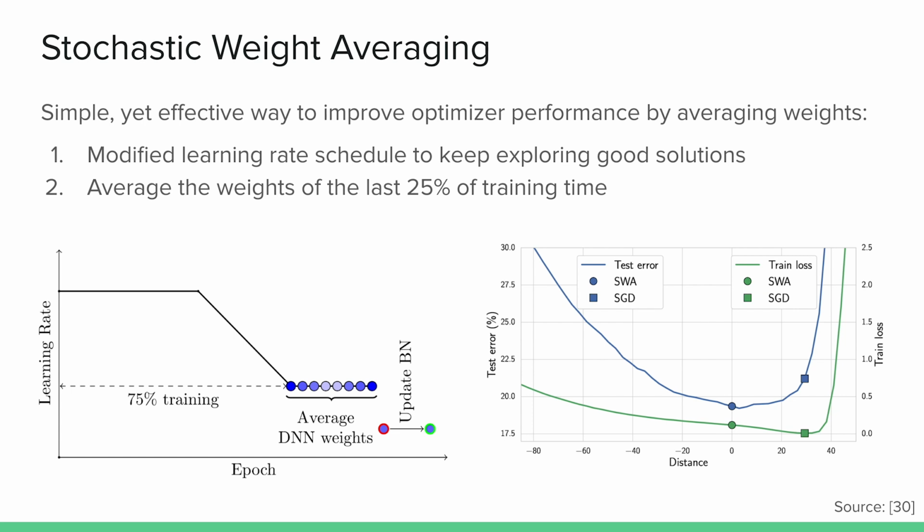Stochastic weight averaging is a simple yet very effective way to improve the performance of your optimizer by averaging the weights. What does it mean here to average the weights? What we do here is we take two basic ingredients to improve the performance of our neural network. The underlying idea is that usually we reduce the learning rate of our optimizer towards a very low value to converge towards a single solution. That solution is ideally the globally optimal solution.